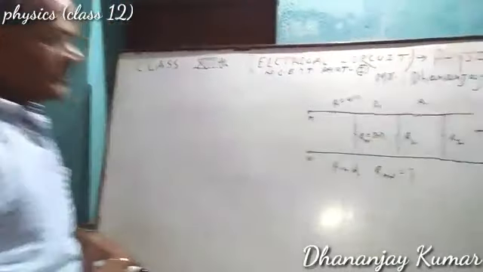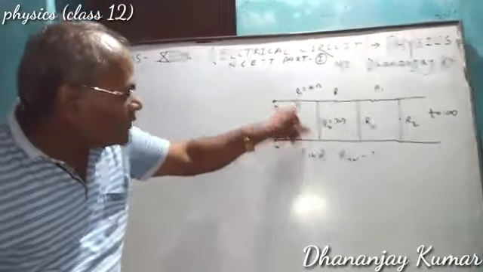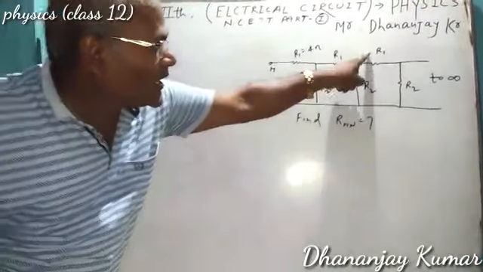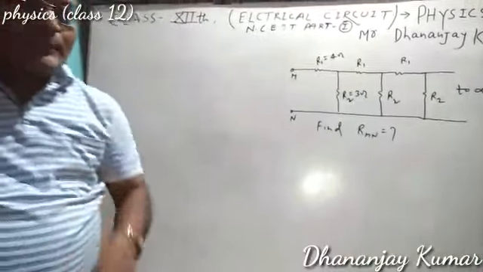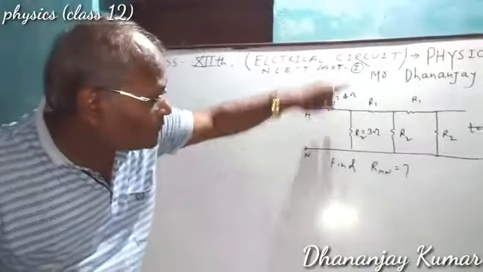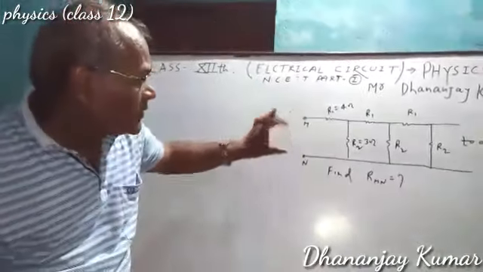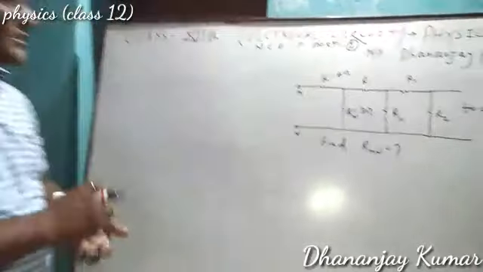Now I am coming to this given electrical circuit. We see here R1, R2, R1, R2, R1, R2 going on to infinity. How can we proceed with this type of problem? And here the given data: R1 will be 4 ohm, R2 will be 3 ohm. Then we have to get the value of equivalent resistance across MN.